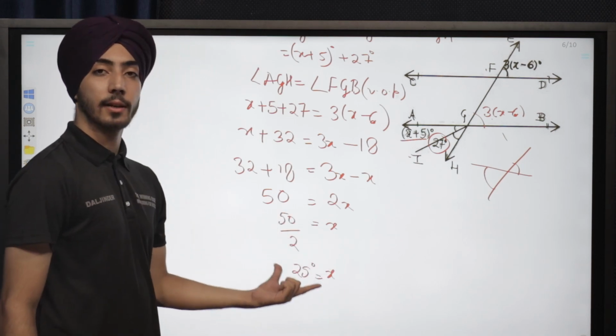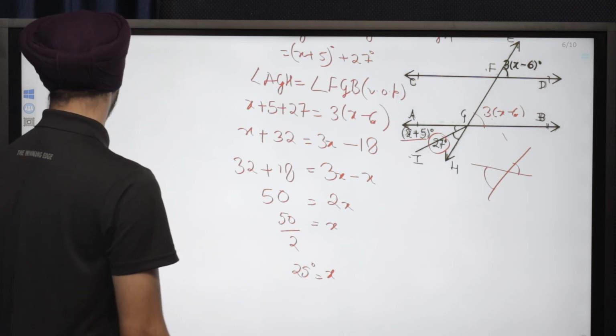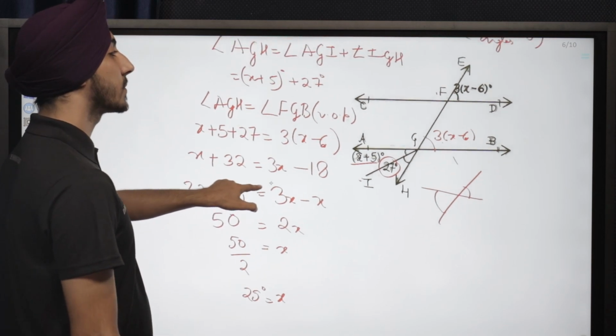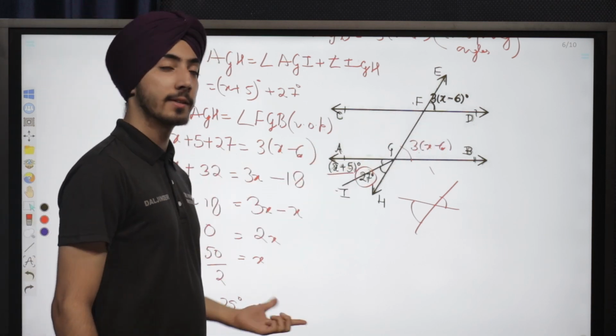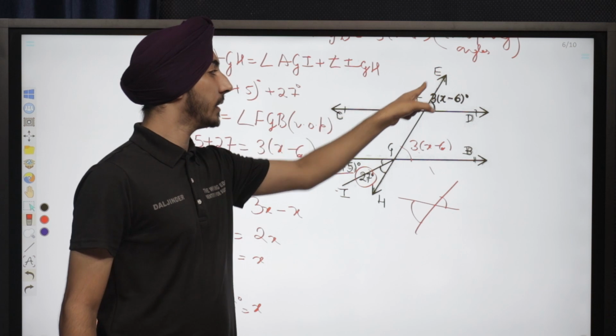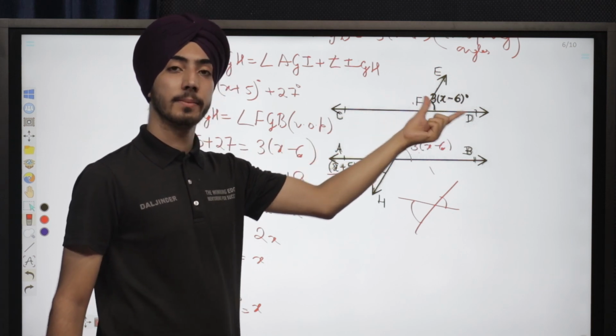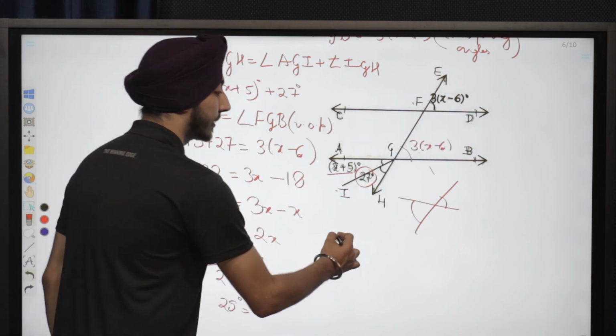Now this is what he asked us to find out, but there are other parts in the question paper. Sometimes what happens is they ask you the value of particular angles. After finding out the value of x, let's say they ask you what is the value of EFD. EFD kya tha? 3 times x minus 6. So in that case, what would you do?